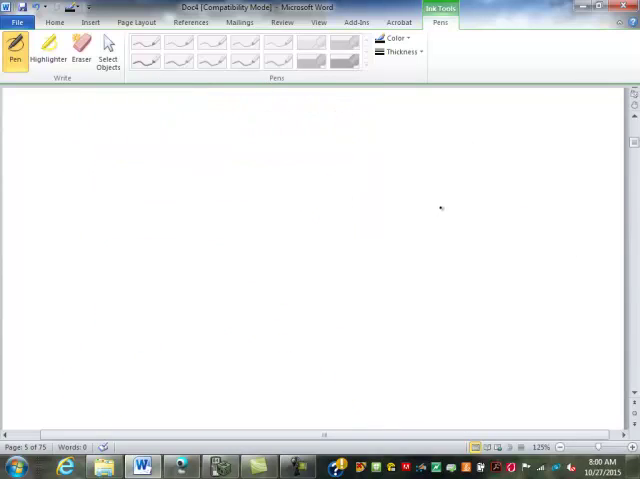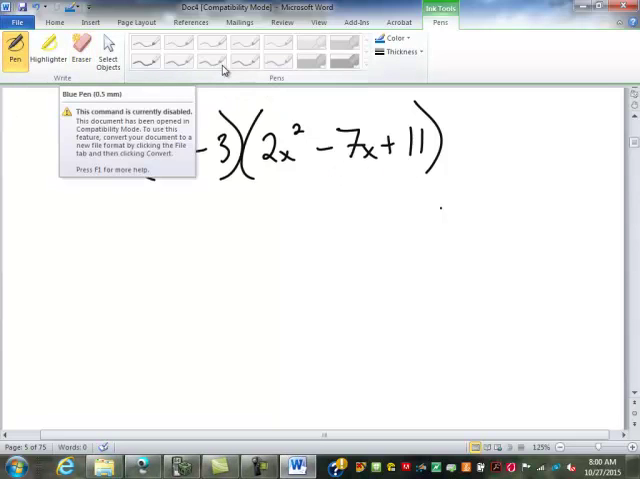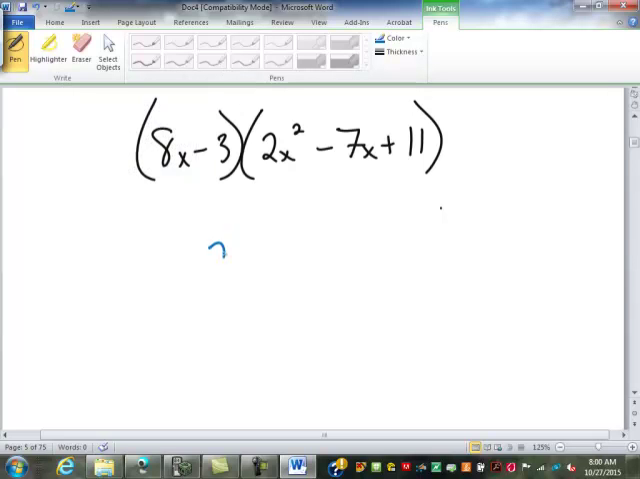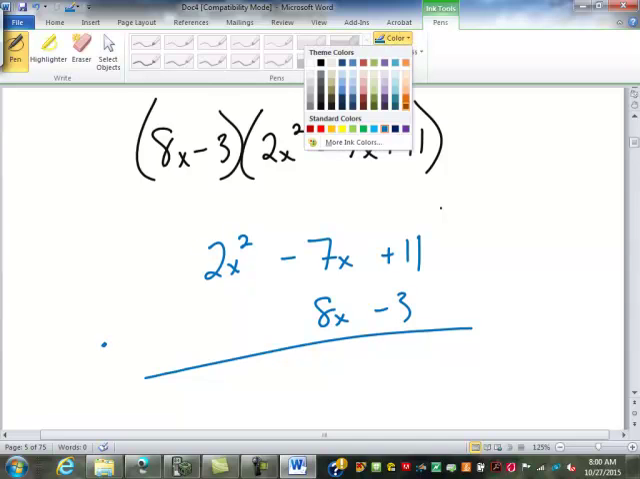For example, if I give you this problem, FOIL doesn't work anymore because now we've got this middle digit here. So it'd have to become FOIMAMOIL. Not so pleasant anymore. But if we just do the long multiplication, 2x squared minus 7x plus 11, and 8x minus 3, and we're multiplying, it's still going to work.